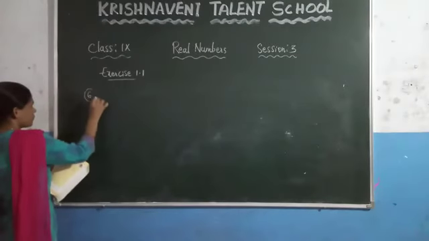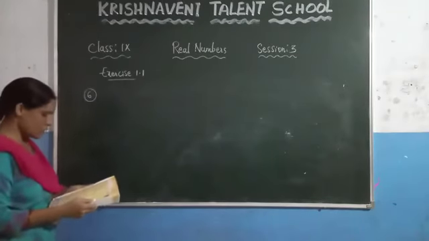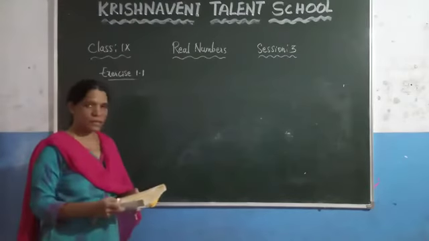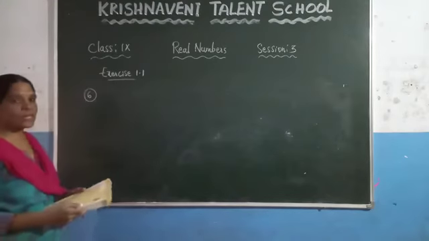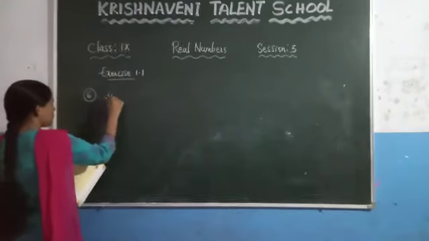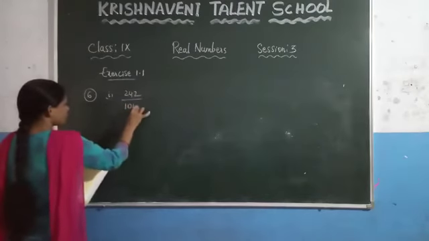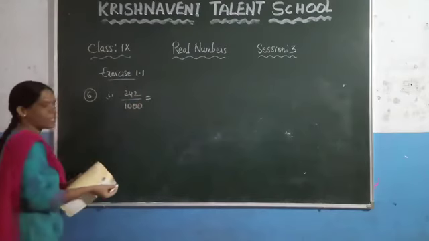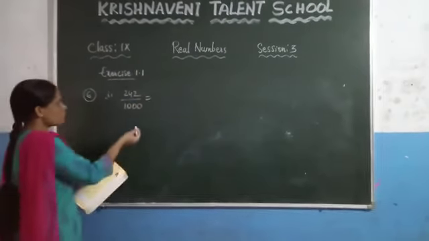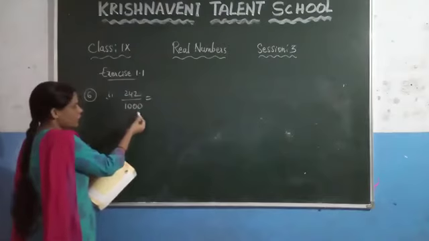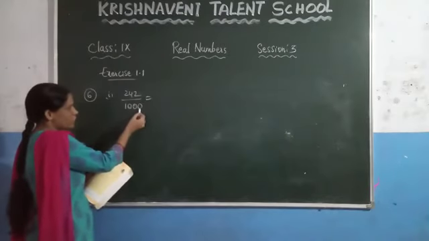Sixth question. Here, represent the following rational numbers in decimal form. Here you have to write these numbers in decimal form. The first one is 242 by 1000. How do you write this one in decimal form? You just have to check how many zeros are there. Here in the denominator, how many zeros are there?